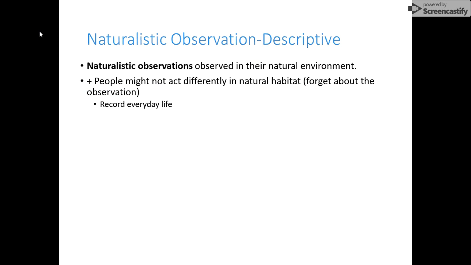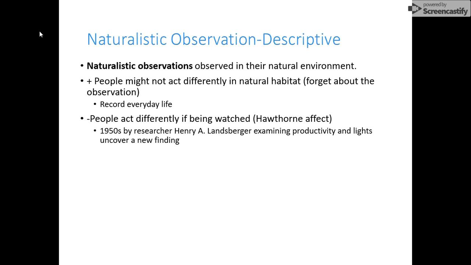The next one is by doing a naturalistic observation. A naturalistic observation is when you observe someone in their natural environment. The positive is people might not act differently in their natural habitat. They forget they're getting observed and you could record their everyday life. The negative is people might act differently because they're being watched, which is often known as the Hawthorne effect.